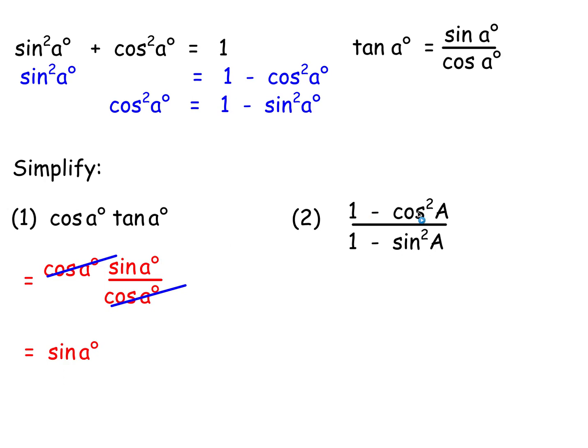Here's another one, 1 minus cos squared over 1 minus sine squared. Well, 1 minus cos squared A is sine squared A, so the top can become sine squared A. And 1 minus sine squared A in the bottom, well, there it is, it becomes cos squared A. So that's using these 2 in blue.